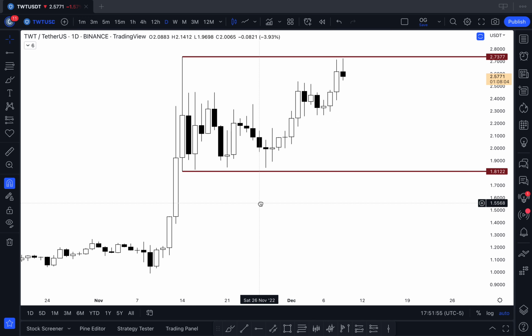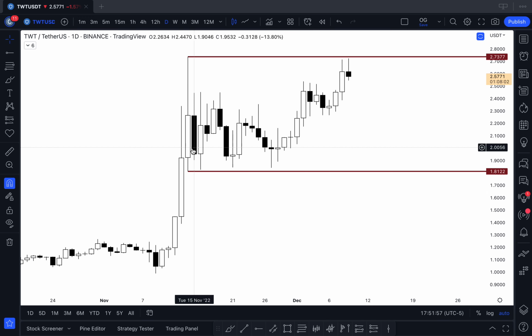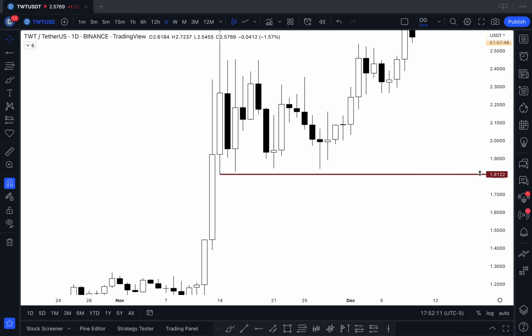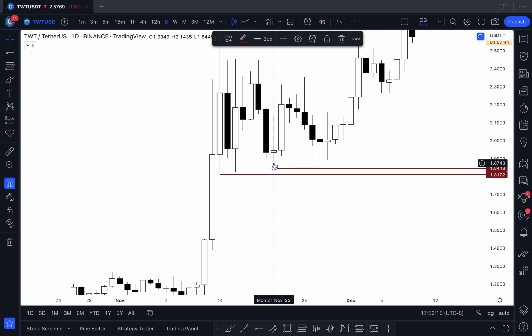So moving down to the daily, once again, you guys can see big expansion. We have not taken out the November 14th high or the November 14th low. We've traded near the lows 3 times. What's interesting here is this second wick was taken out by this third one, right? So we call that an SFP. You've taken the liquidity from this level right here.